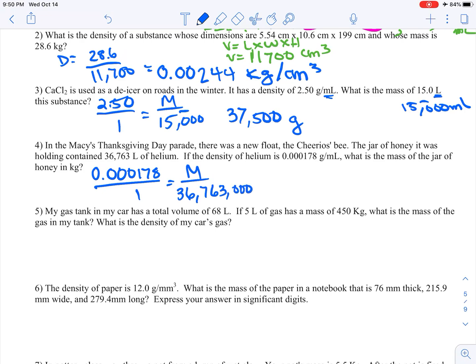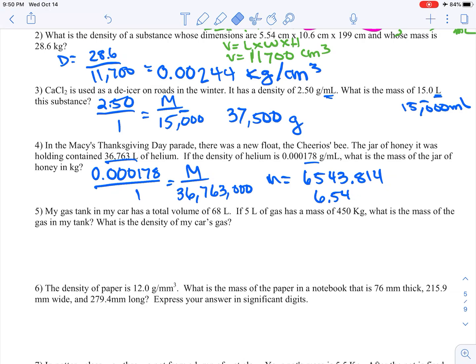36,763,000. So plugging that into my calculator, 36,763,000 times 0.000178. These numbers are ridiculous. So the mass is 6543.814. That is grams. And now I need to go to kilograms, which means divide by 1,000. So 6.543814, which is way too many sig figs. So if I have 5 here and 3 here, 0.654.